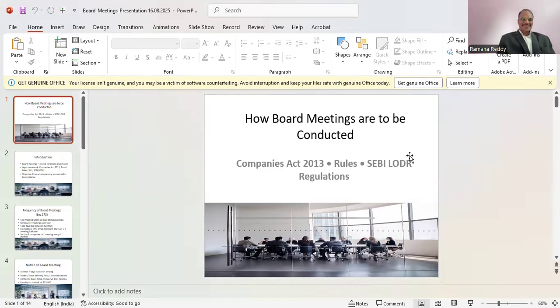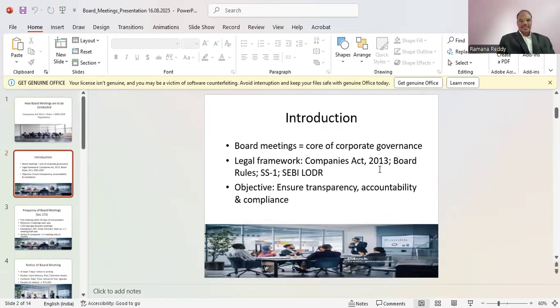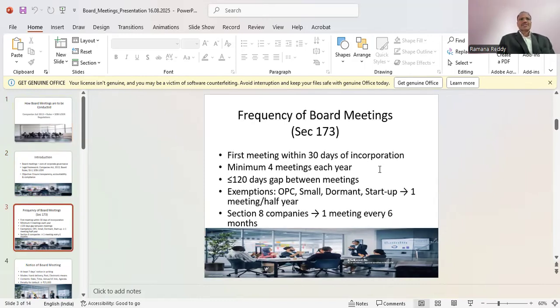Now we are discussing a comprehensive structured guide on how board meetings are to be conducted, integrating Companies Act 2013, particularly Section 173 and 174, and the Companies (Meetings of Board and its Powers) Rules 2014, including Secretarial Standard SS-1 and SEBI LODR regulations for listed companies. First, we'll see Section 173, frequency of board meetings.